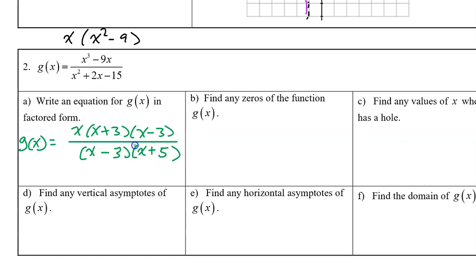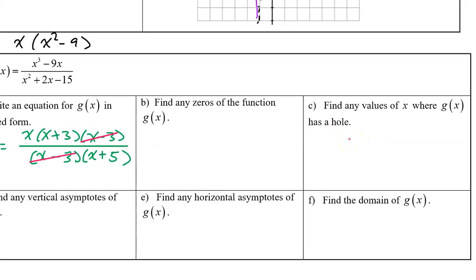What do I notice now? The factor of x minus 3 in the denominator will cancel out the x minus 3 in the numerator. That means that we have a hole at x equals 3. I'm skipping to part C.